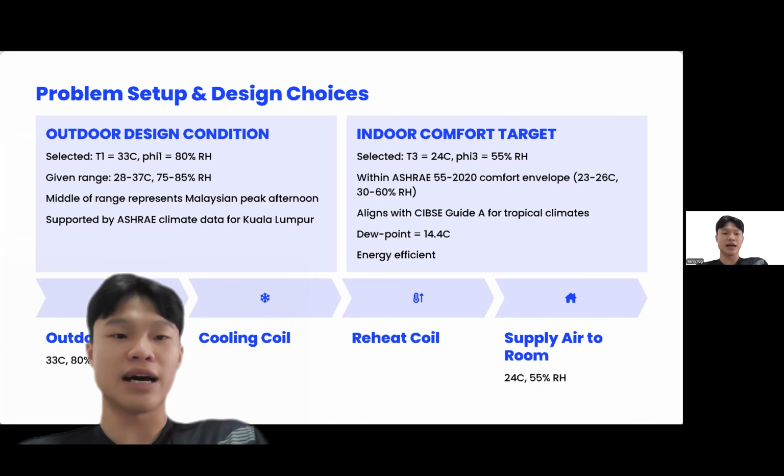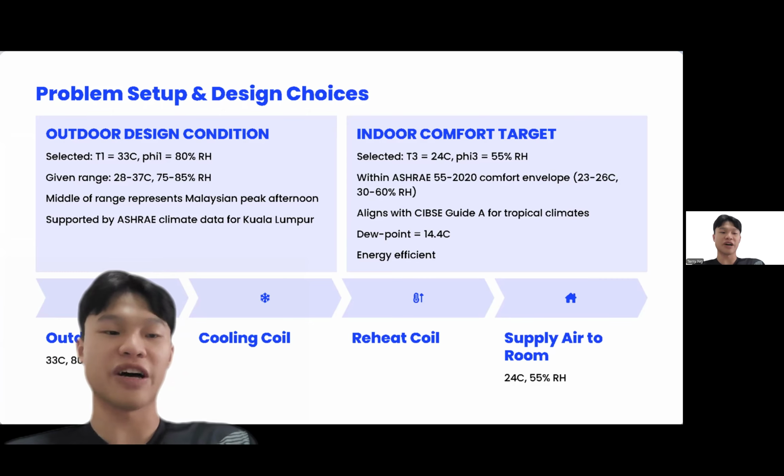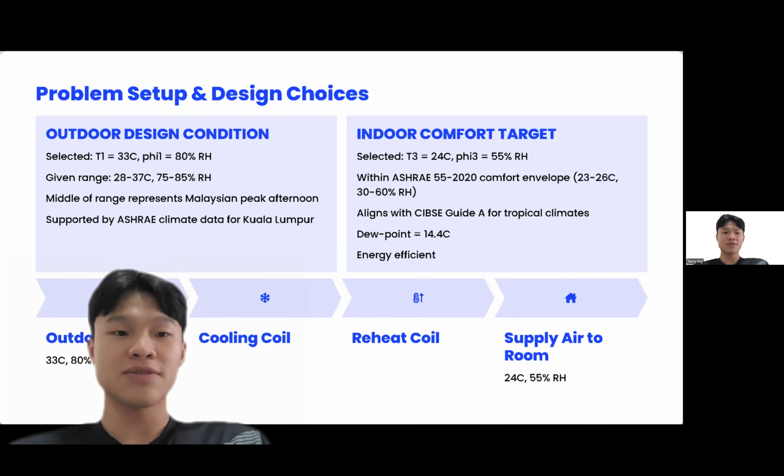For the indoor comfort target, I chose T equals 24 degrees at 55% relative humidity. This falls within the ASHRAE 55-2020 thermal comfort envelope of 23 to 26 degrees and 30 to 60% RH, and aligns with the CIBSE Guide A recommendations for tropical climates. The resulting dew point of 14.4 degrees ensures occupants won't feel clammy. The AHU operates in 2 stages as shown at the bottom. Outdoor air enters the cooling coil to be cooled and dehumidified, then passes through the reheat coil before being supplied to the room at 24 degrees.